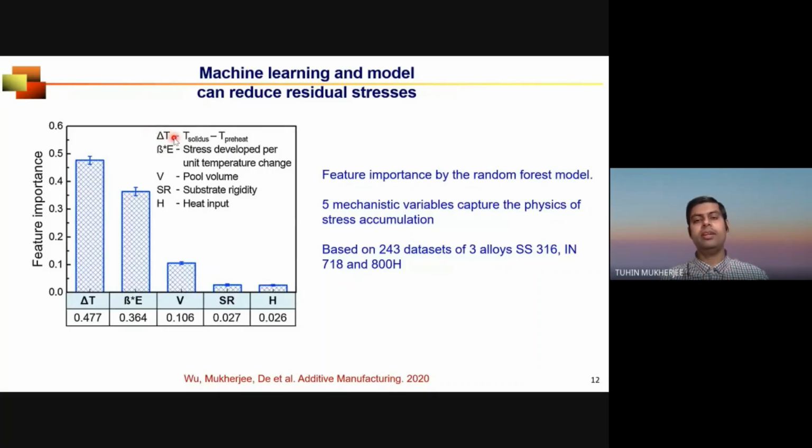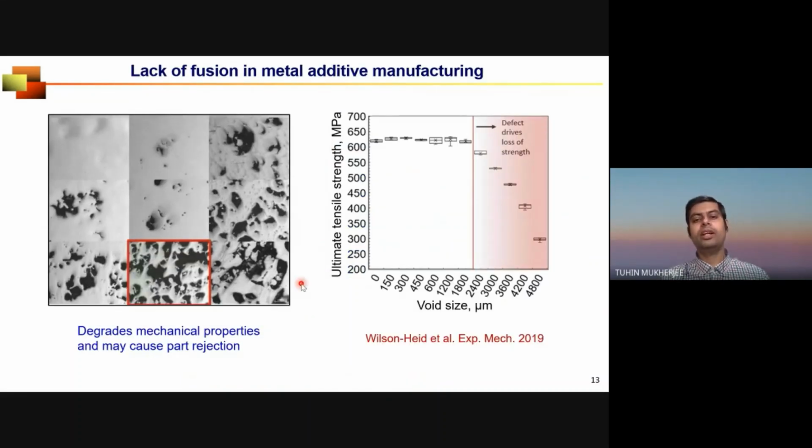So this kind of machine learning analysis can give you some very important and insightful scientific understanding that you can use in practice and solve larger manufacturing problems. Lack of fusion is a very important problem in additive manufacturing. Now here our objective is to find out whether these lack of fusion defects occur or not. So it's eventually a classification problem.